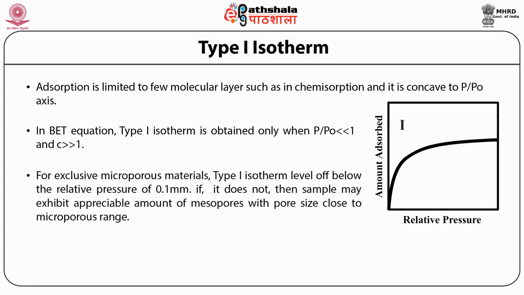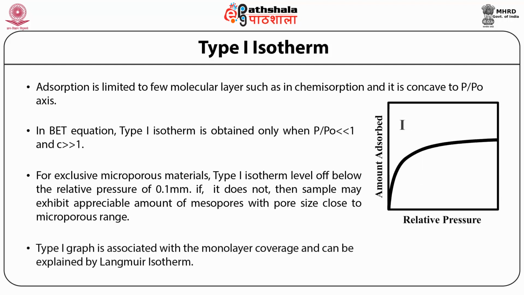In the case of exclusive microporous materials, the type 1 isotherm levels off below a relative pressure of 0.1. If it does not, then the sample may exhibit an appreciable amount of mesopores with pore size close to the microporous range. Also, the type 1 graph is an explanation of the Langmuir isotherm, which is based on monolayer coverage.